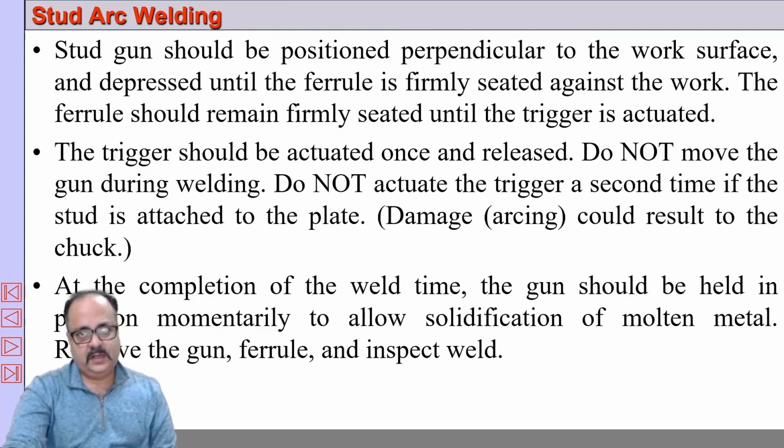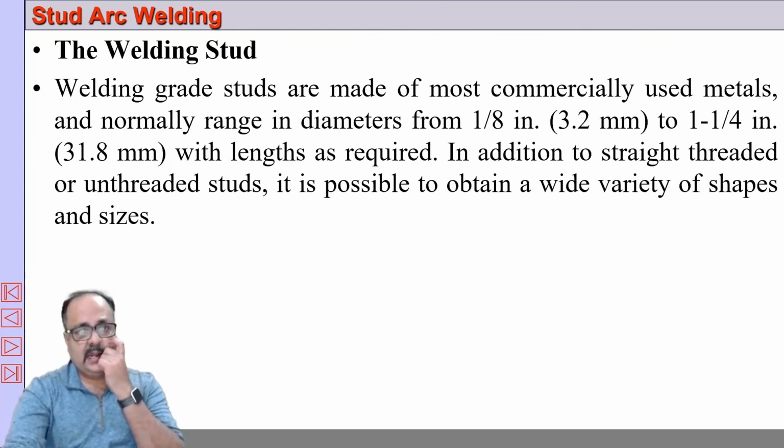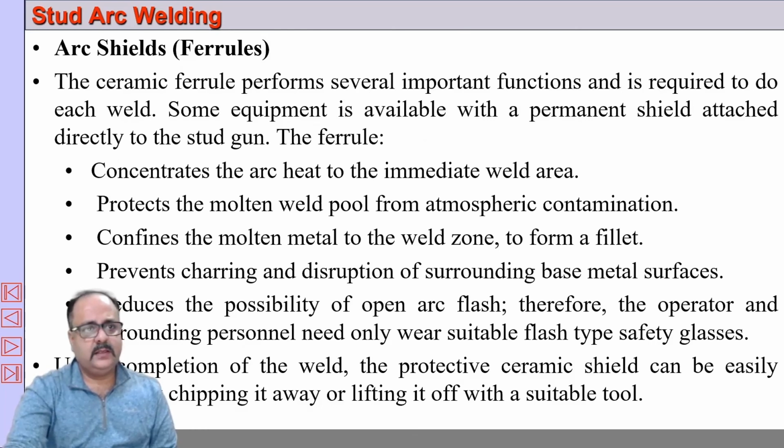It should be positioned perfectly perpendicular. The trigger should be actuated and released, and the gun should not be moved. At the completion of the weld time, the gun should be held in position momentarily to allow solidification of the molten metal. Then remove the gun and ferrule and inspect the weld. Welding studs normally range from around 3.2 mm up to around 31 mm. So it's a very simple way of welding a stud to the plate. The ferrule, what is that? It concentrates the arc, protects the weld pool, confines the metal, prevents charring and disruption, and reduces the possibility of open arc flux.